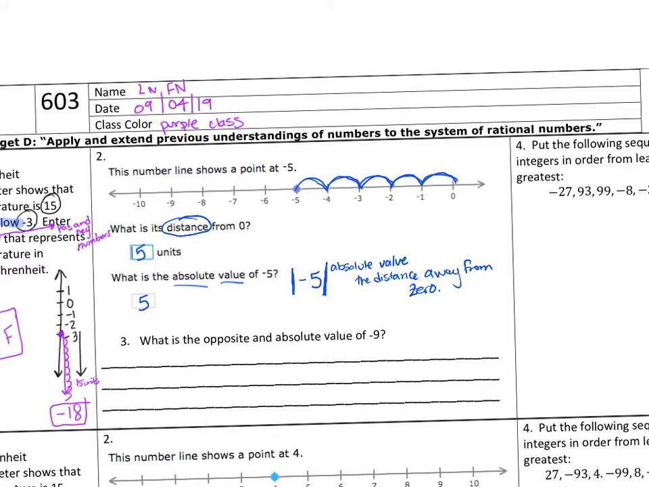Now, you don't have to write this. I just want you to pay attention to this. What if they ask you, so don't write what I'm about to write in red. Don't write this. It says, what's the absolute value of -5? Let's say if it asks, what's the absolute value of 5?